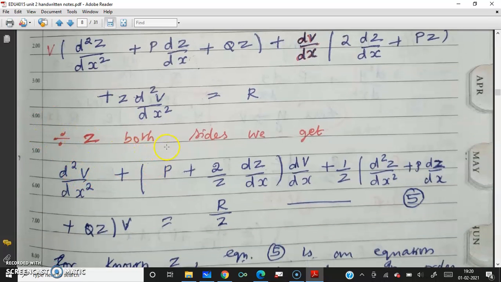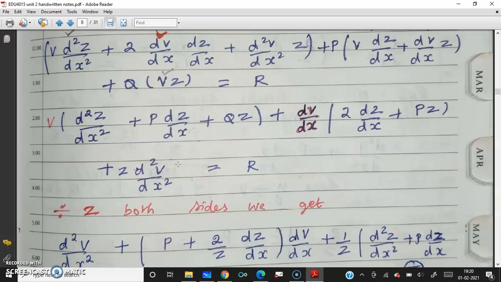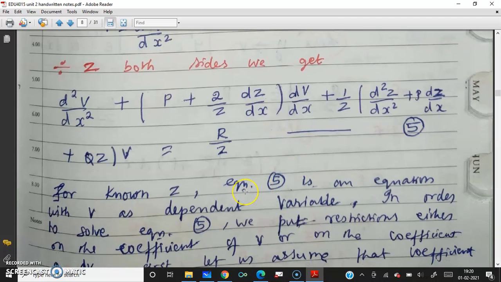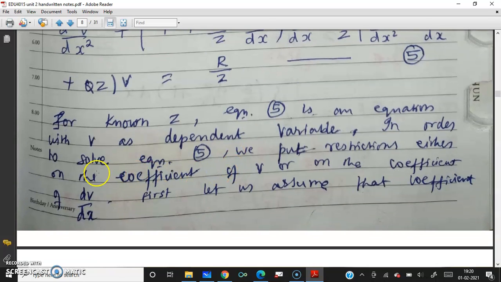Now dividing by z on both sides, we get d square v by dx square plus p plus 2 by z dz by dx times dv by dx, plus 1 by z times d square z by dx square plus p dz by dx plus qz times v, equal to r by z, because there is no z on the right side of r. This is equation 5.